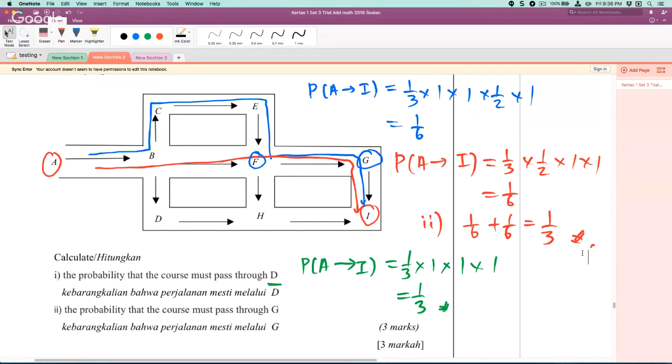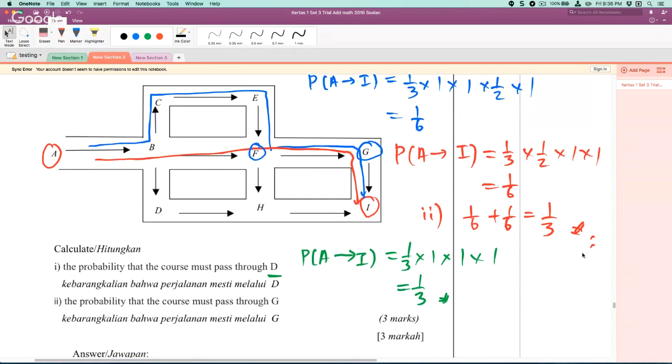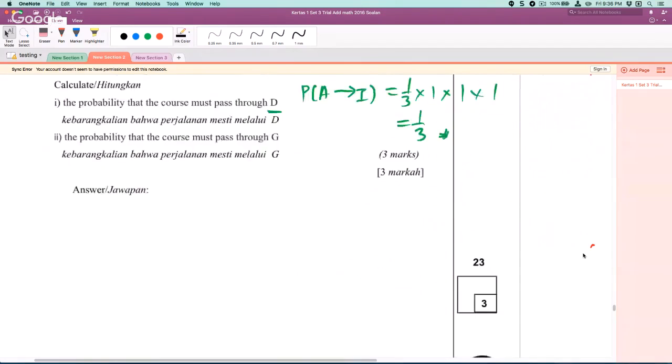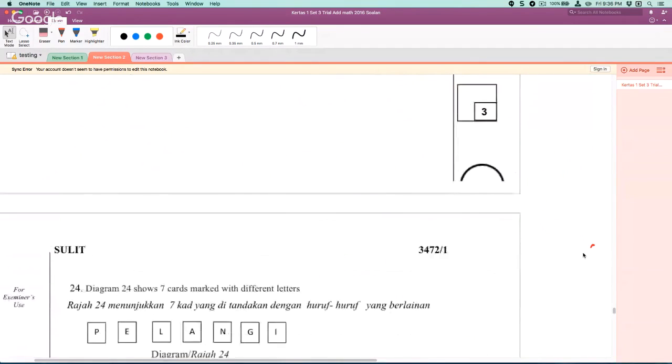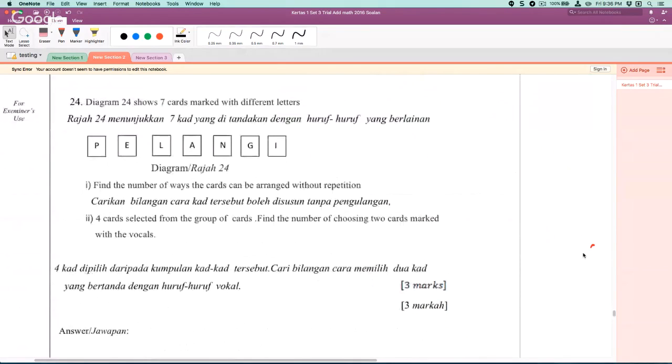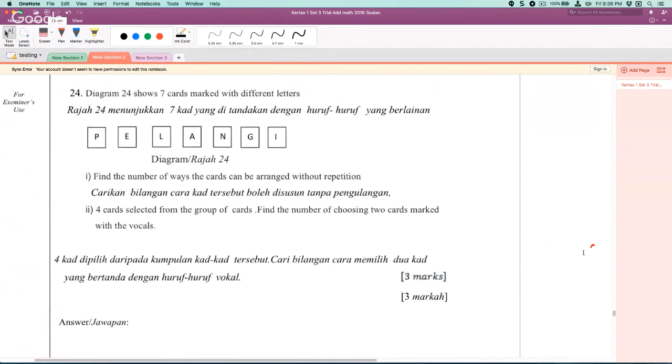You must understand the logic. If you understand the logic of it, then it should be good. Okay, if no problem, I'm going to move on. But this kind of probability question is a bit different from what we always see.